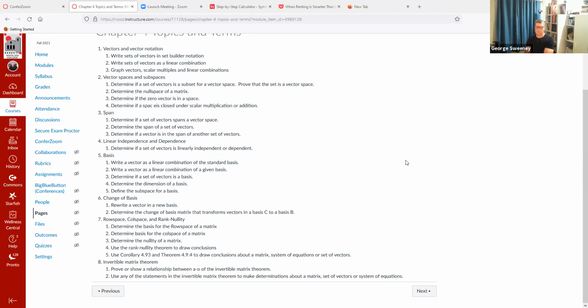Row space, column space, and rank nullity. Determine the basis for a row space of a matrix. Determine the basis for the column space of a matrix. Determine the nullity of a matrix. Use the rank nullity theorem to draw conclusions. Basically, that's confirm rank nullity.